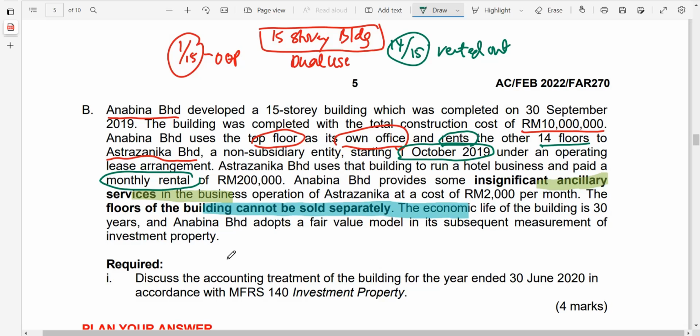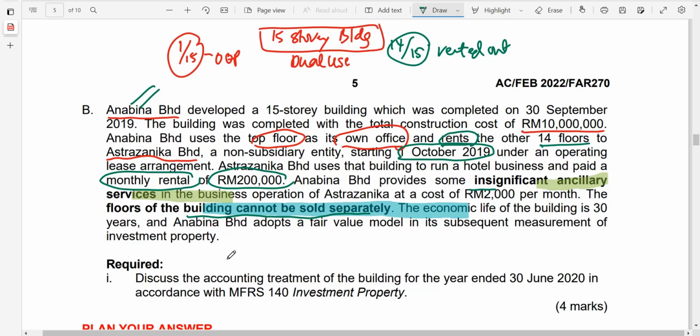So there was an income to Ana Bina, this 200,000 per month, but that was actually an expense to AstraZeneca. We're looking at the point of view of Ana Bina. Ana Bina provides some insignificant ancillary service in the business operation of AstraZeneca at a cost of 2,000 per month. The floors of the building cannot be sold off separately. So this is an important statement.